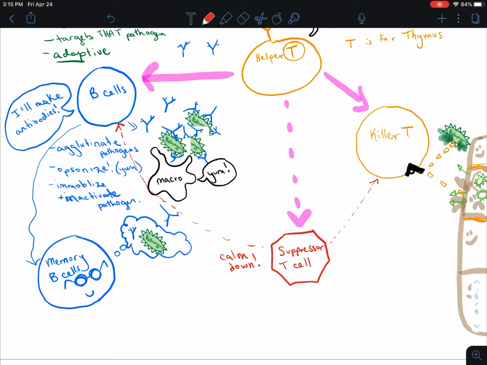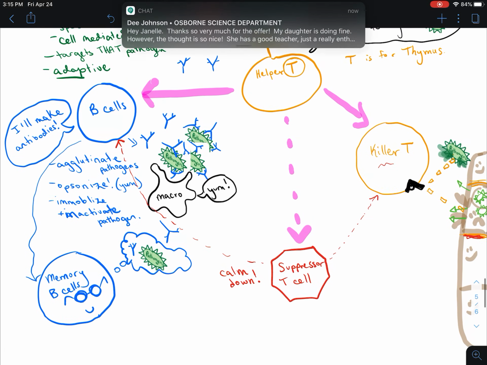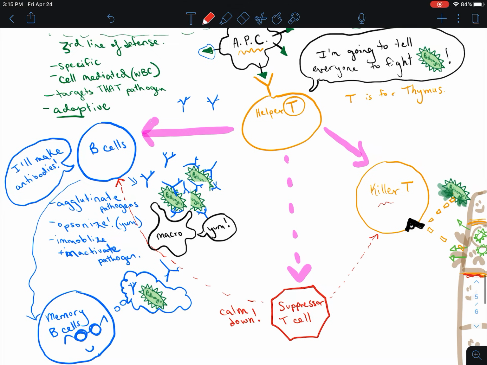Okay, and so we want that to happen because especially if you think of the killer T cell, how he's damaging tissues here, the B cell is using a ton of energy to make antibodies. We want to save energy and not cause damage to the body. So the suppressor T cell will stop the immune system response once all the pathogens are gone.